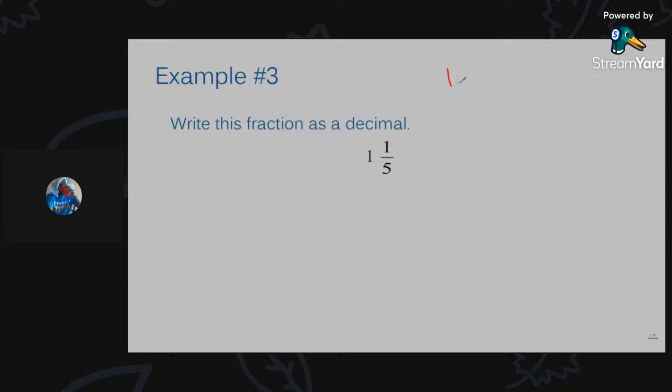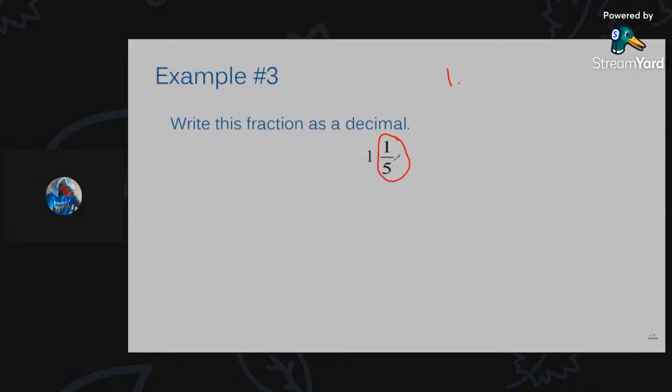1, my decimal, and then something here. Something is going to be here. Guess where that something is going to come from? It's going to come from this 1/5. So the 1 gets carried straight over to our answer. We don't have to work with that. We're only going to work with the fraction part.